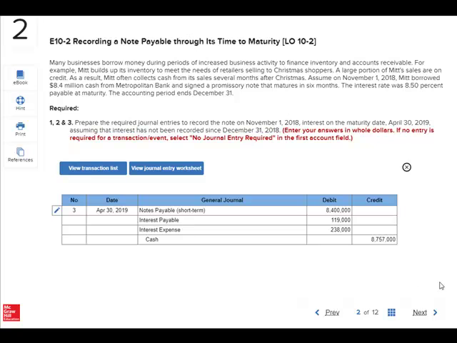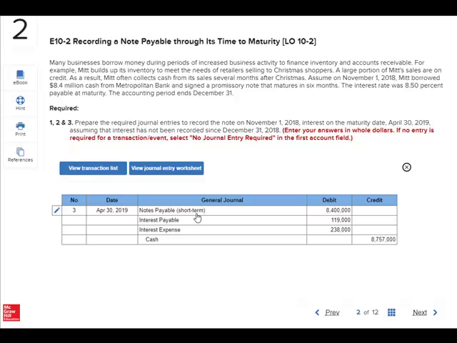entry. Now, this entry for the payment of the loan and all the accrued interest looks different than how I explained it in class and how your textbook explains it. And that's because Connect is expecting you to combine the 2 journal entries into one. So I want to help you with that since you're going to have to combine them.